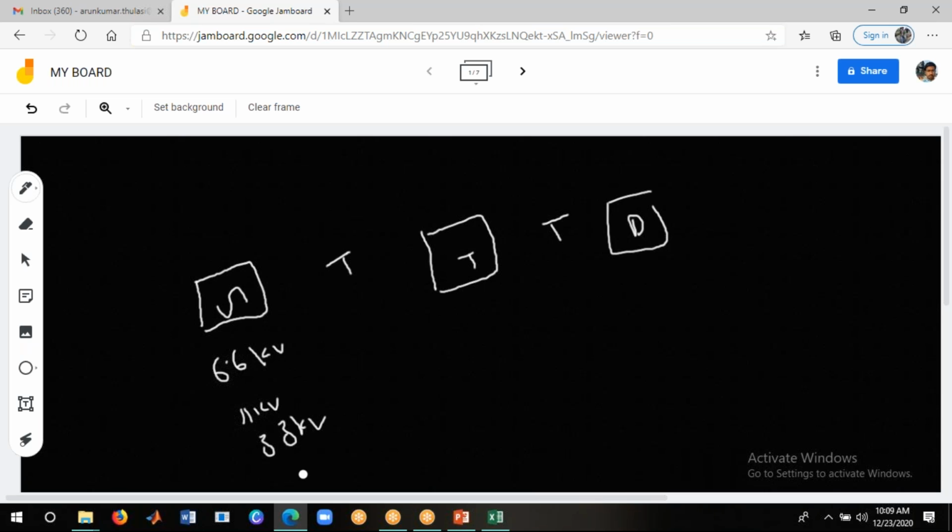So these are the three ratings of voltage levels generated by the generating stations. We have a number of generating stations like thermal power plant, hydro power plant, nuclear power plant, diesel, solar, wind. So by using these types of power plants, we can generate the voltage levels 6.6, 11 kV and 33 kV.